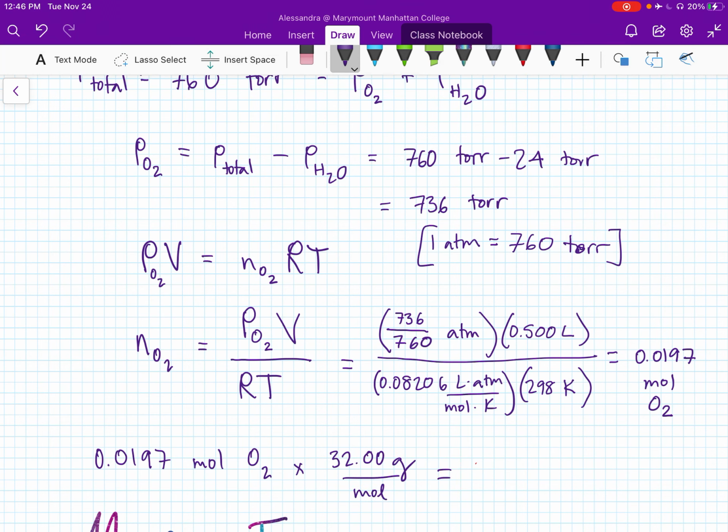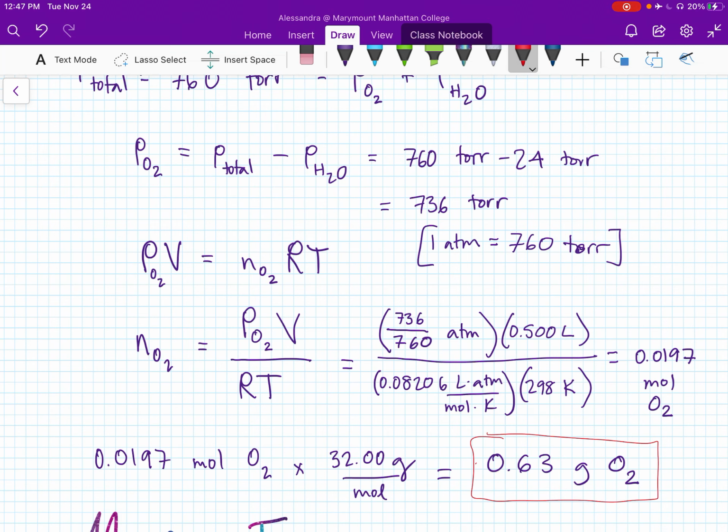That tells me that I have 0.63 grams of oxygen that are going to be collected over water in this problem. Okay, this is grams of oxygen gas now. Oxygen gas is very light, so that's a fair amount.